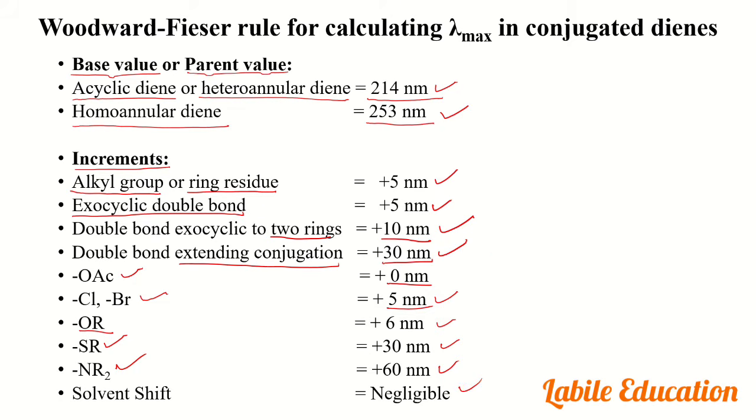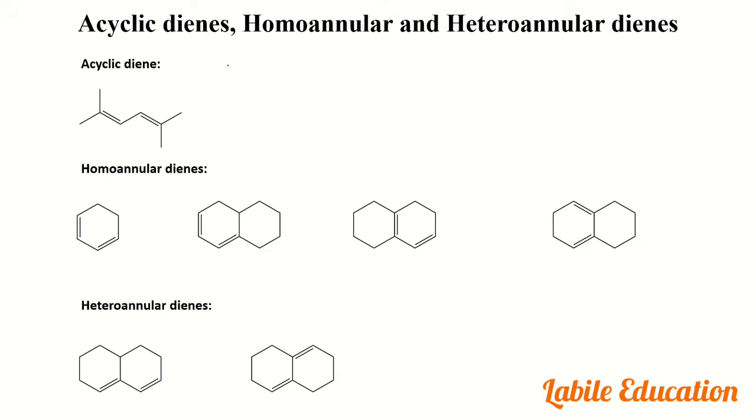So now we will take these terms. Acyclic dienes means there is no cycle. Suppose this is the diene, two double bonds in conjugation. This is called a diene, and this is an acyclic diene. Now if the two double bonds in conjugation are in a cycle, then this will be called cyclic, and the term annular is used for the cyclic ring.